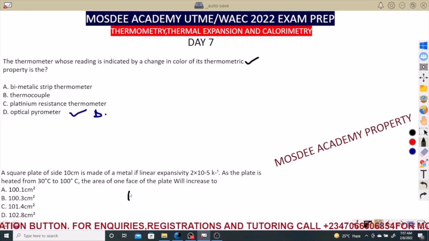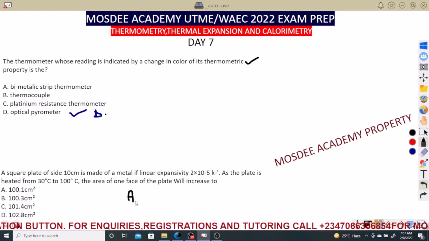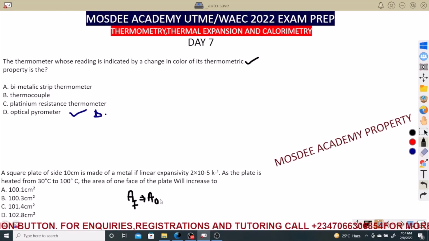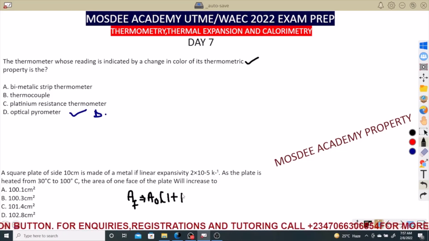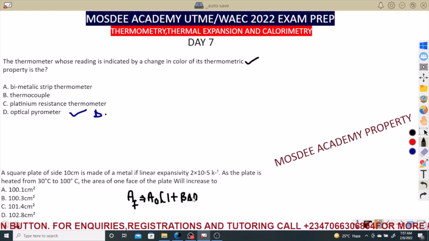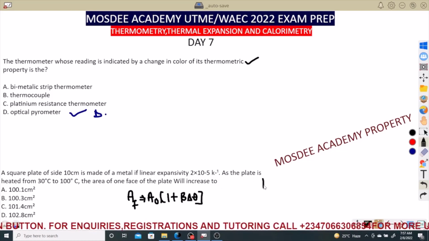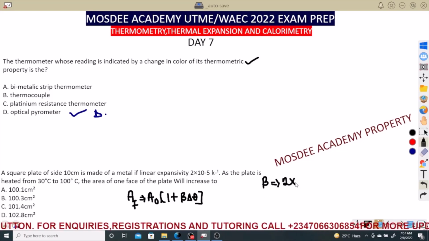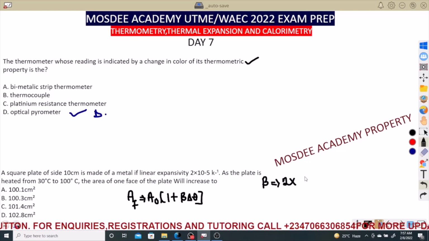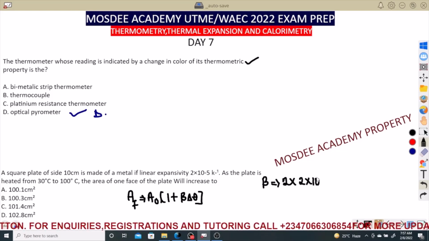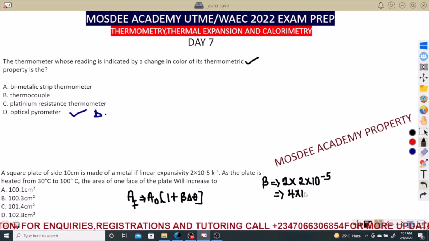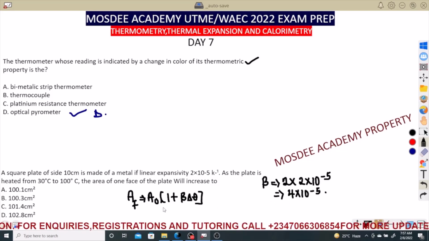Now, the new area, I call it the final area, is equal to the initial area, open bracket, 1 plus beta change in temperature. I'll just write it like that. Whereby beta is called the coefficient of what? Of superficial expansion, which we call area expansion. It is the same thing. It's given as 2 times the linear expansivity. From the linear expansion, there's 2.2 times 10 to the power of negative 5. On simplification, 4.4 times 10 to the power of negative 5. So, like I said, I will always leave it for you.